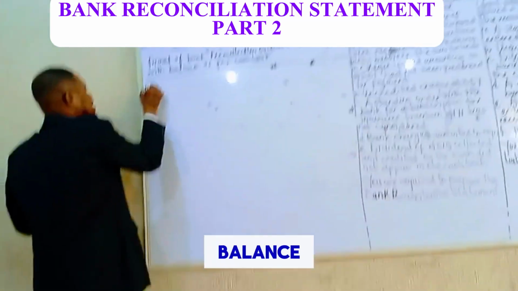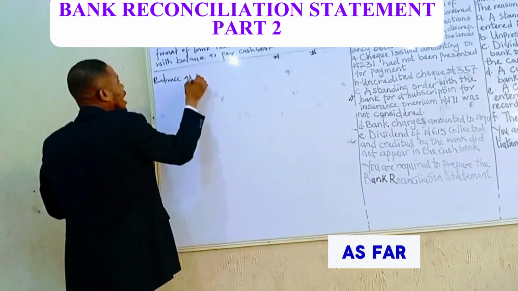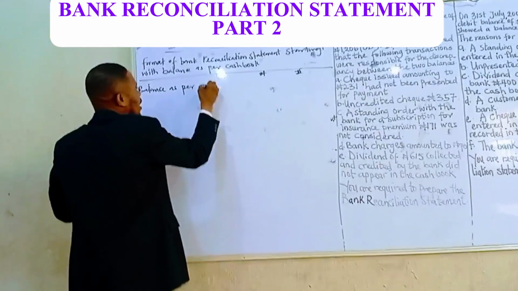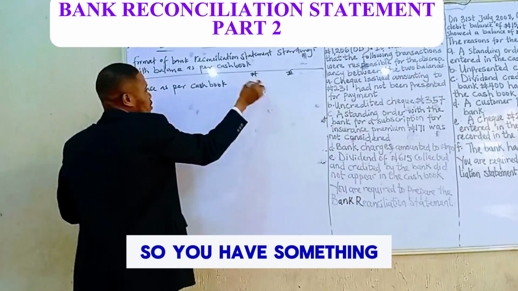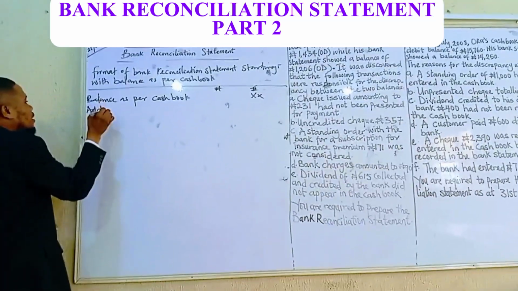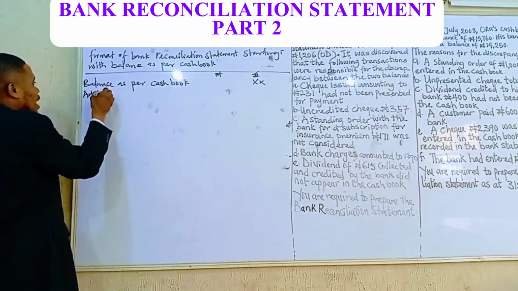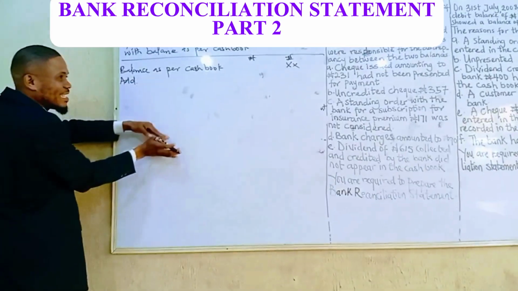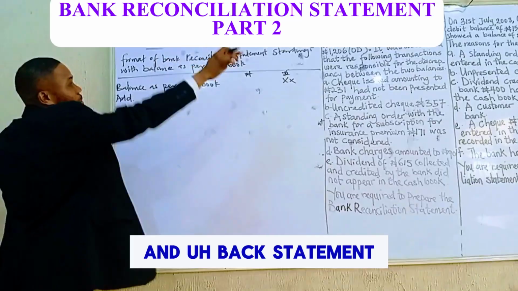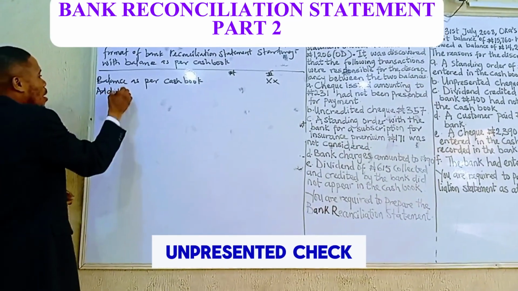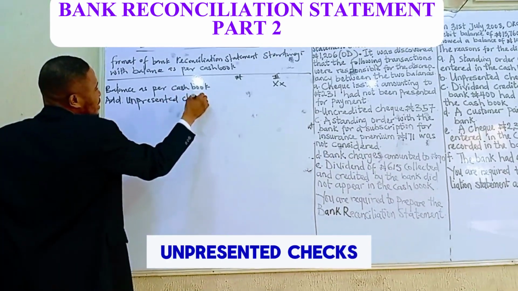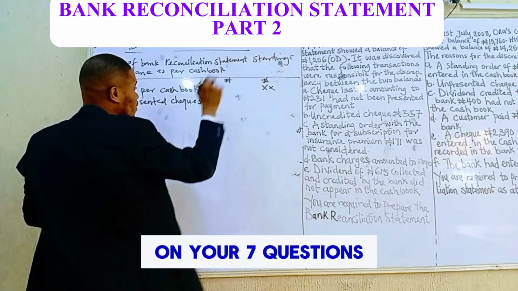We have balance as per cash book. So you have something here. And those are the things you're going to have, and those are the reasons I said that cause disagreement between cash book and bank statements. Unpresented checks. I will explain that when we are solving questions.